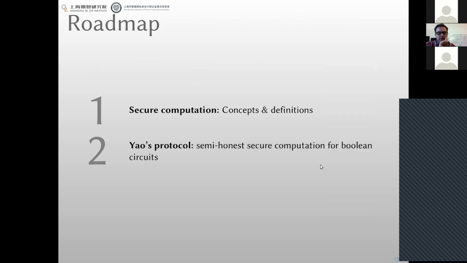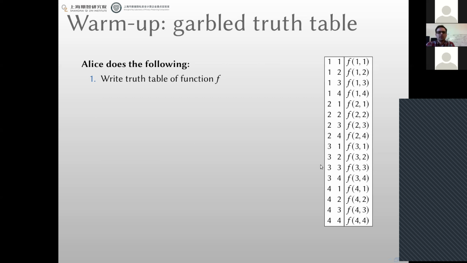Right. So I want to describe Yao's protocol, which is probably my favorite thing in cryptography, I think. Yao's protocol for secure computation. I'm going to start with something simpler. I'm going to call this a garbled truth table.